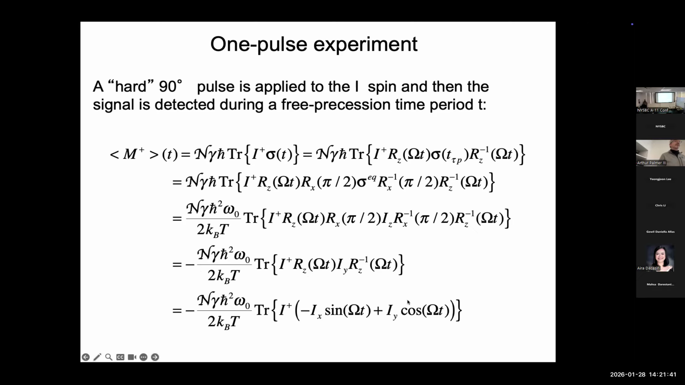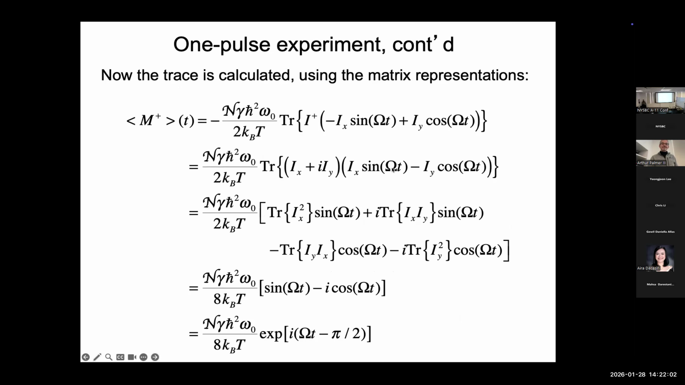That okay so far? And then I just need to know what's the trace of I plus with Ix and the trace of I plus with Iy. So I can do this multiple ways. Here, I've written I plus as Ix plus I times Iy. And then I just multiply everything out.